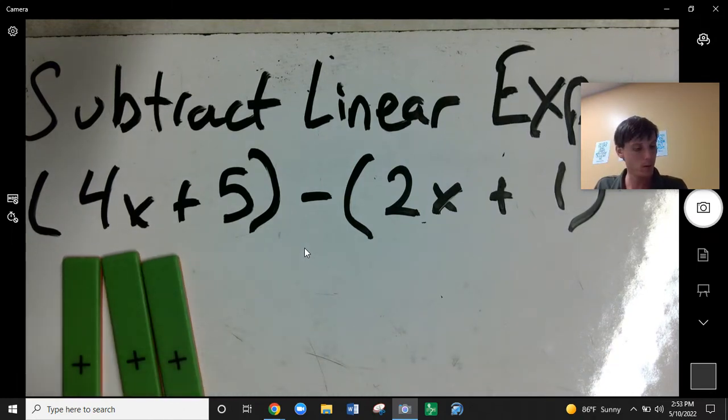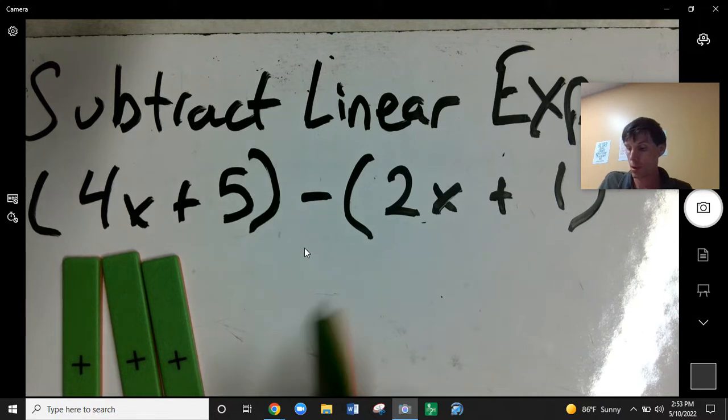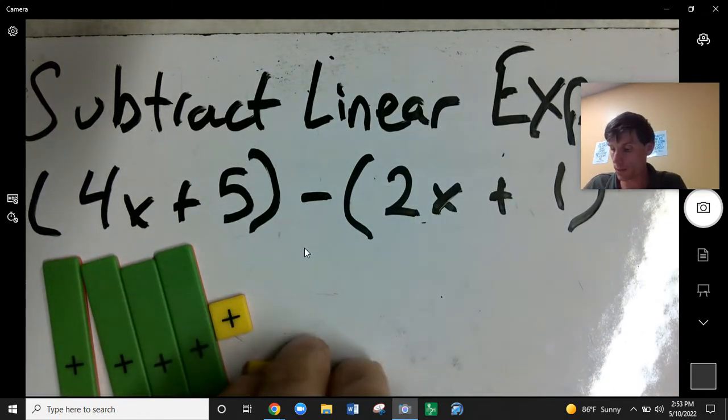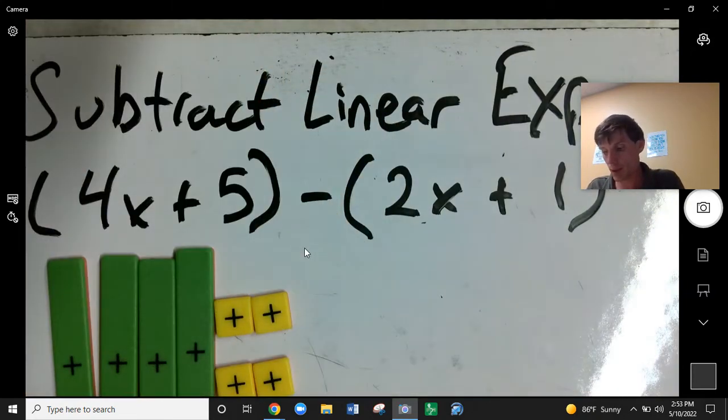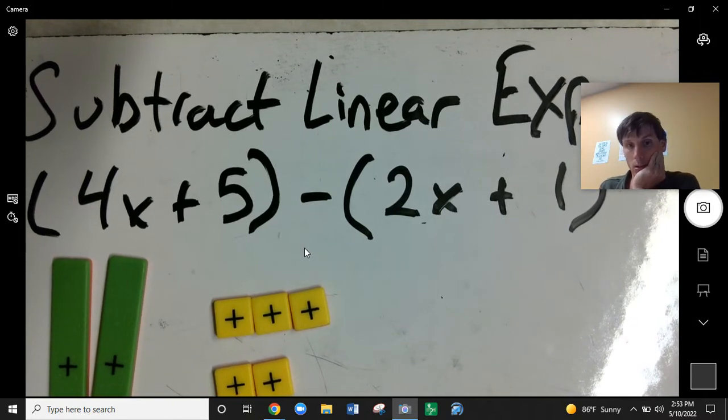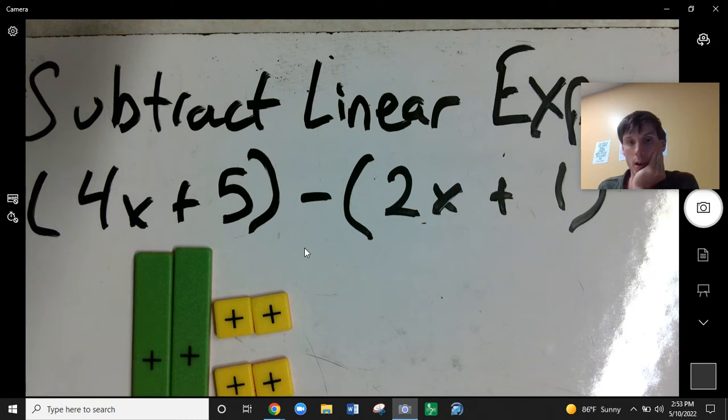So we have 4x's, and then we should have a total of 5 ones. That would be 4x plus 5. Okay, and there we go. So we should have 4x plus 5. All right, so if we are subtracting from that 2x plus 1, simple enough, we're just subtracting 2 of our x's, and we're subtracting 1. That's all we have to do. So we're left with a total of 2x plus 4, right?